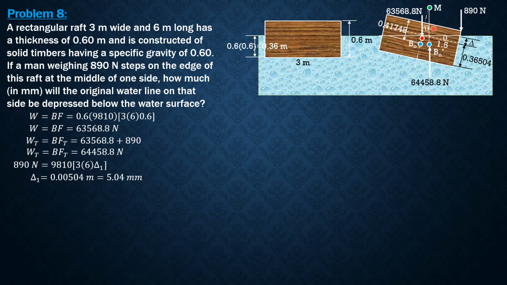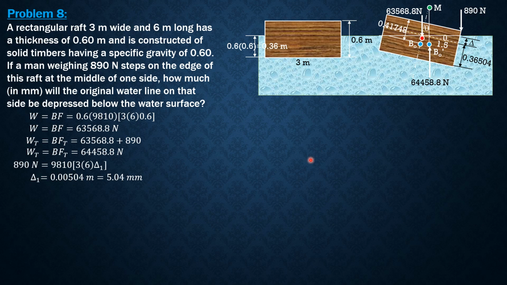Therefore, the distance of the top edge from the center of buoyancy is 0.6 meter minus 0.36504 over 2. So you have it there, 0.41748 meters. The center of gravity of the raft is 0.3 meter from the bottom and from the top. Therefore, the distance between the center of gravity and BO would be 0.3 minus half of 0.36504, which will be shown later when we sum up moments about BO.